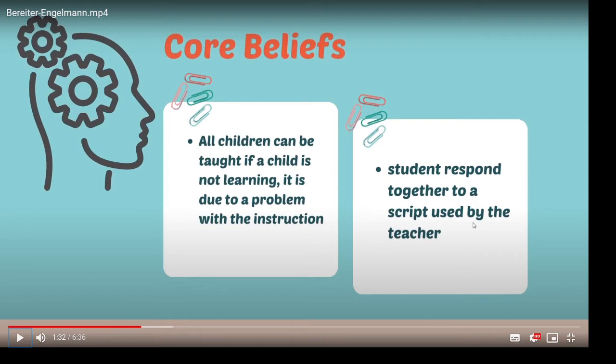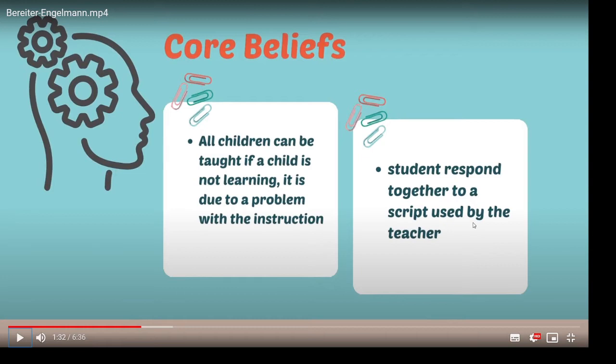And the students respond together to a script used by the teacher. And the paradigm in this approach, they use model, lead, and test. So first you show them what the task is and how they're supposed to respond to it. Then you test to see if they can respond properly. It all happens very quickly.